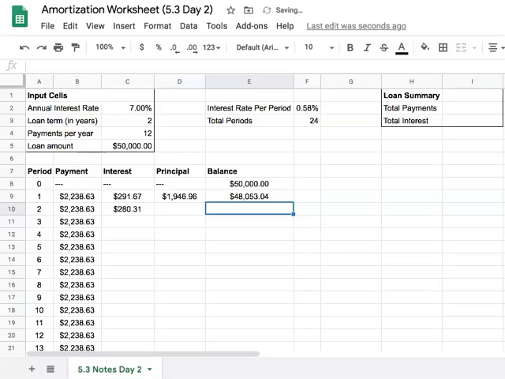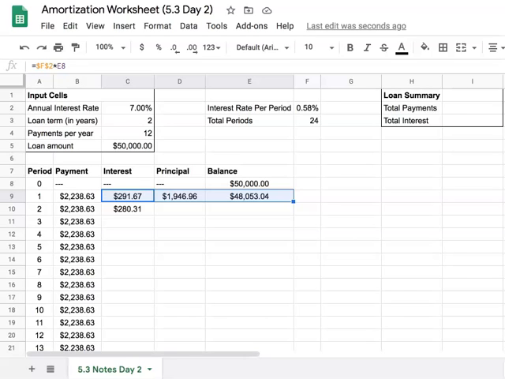So our balance that's left is $48,053.04. So now you can see here that the interest has already been calculated now that we had a balance. So now this is 0.58% of that $48,053. So now what we can do is, since we want to fill this out for the entire thing, and we don't want to have to calculate the entire thing again for every single cell, we're going to highlight this.